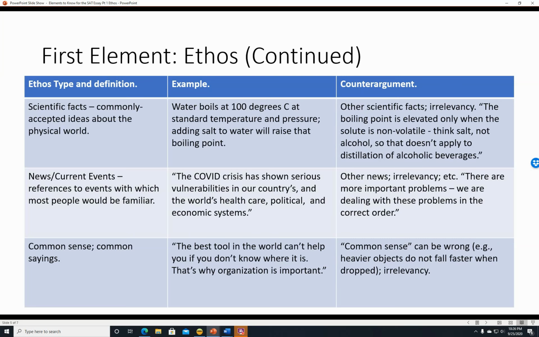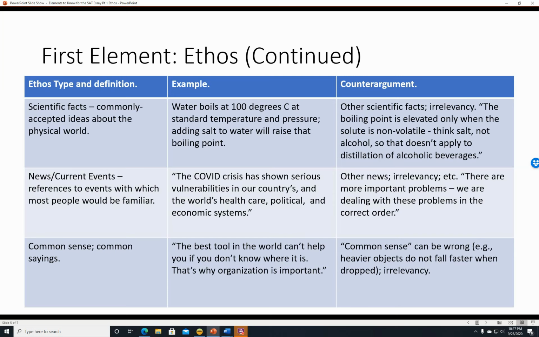God exists because water boils at 100 degrees centigrade. Not really. God doesn't exist because water boils at 100 degrees centigrade. No, they don't have anything to do with each other. You could say, well, the boiling point's elevated only when the solute is non-volatile, so think salt, not alcohol. So that doesn't apply to the distillation of alcoholic beverages. Yeah, actually, you can distill alcohol in alcohol solution at less than the boiling point of pure water.